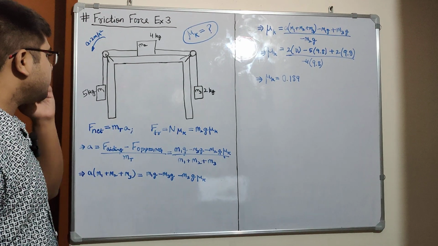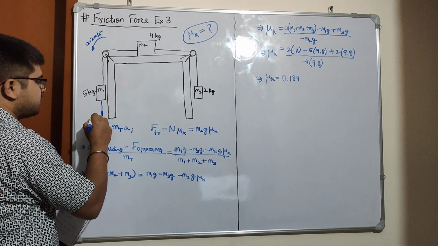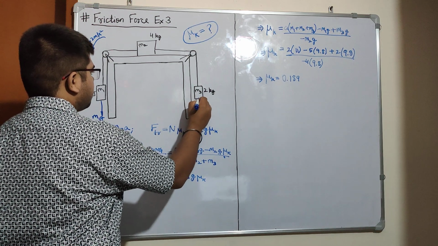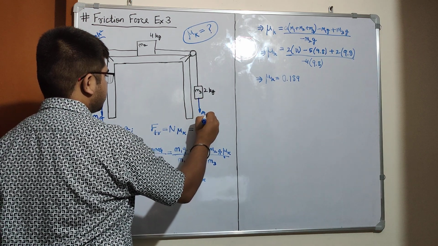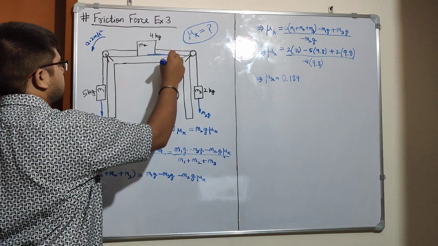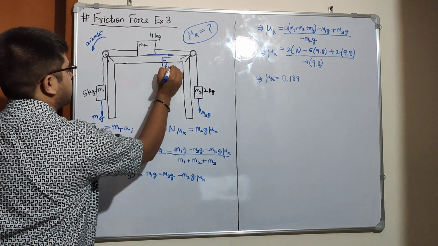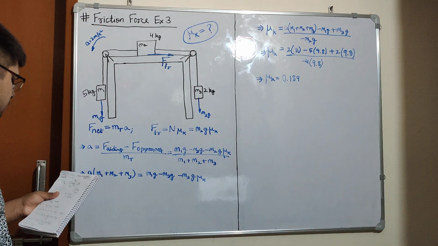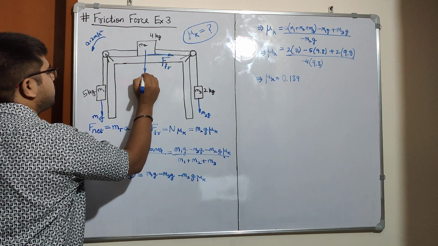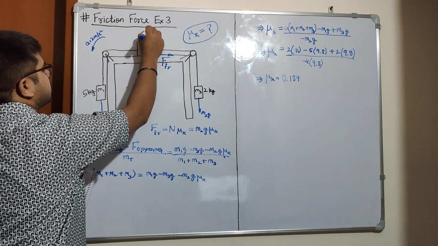First we will make the free body diagram. So this will go down as m1g, this will go down as m3g, and there will be a friction force here, Ffr, and there is a downward force m2g and an upward force N.